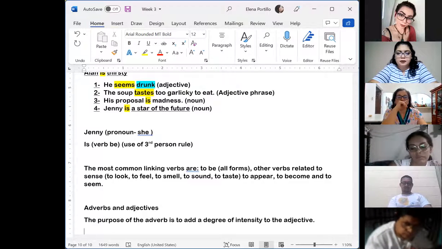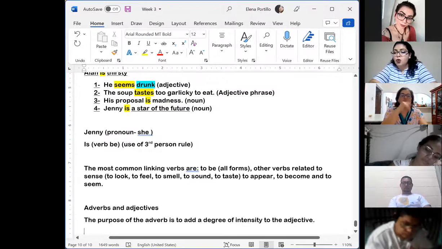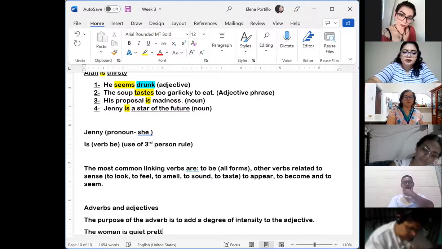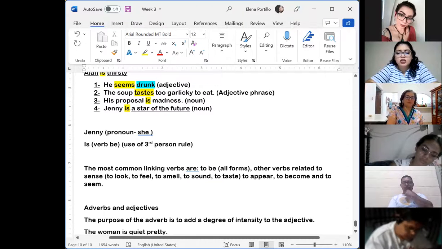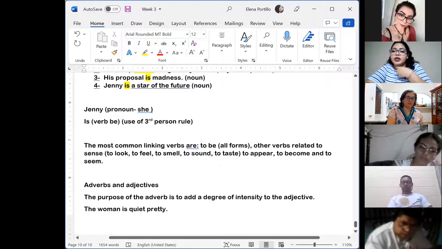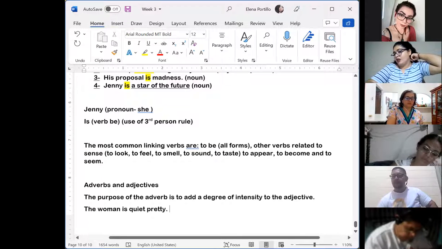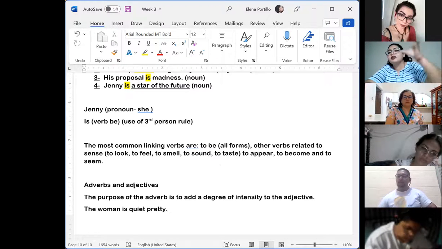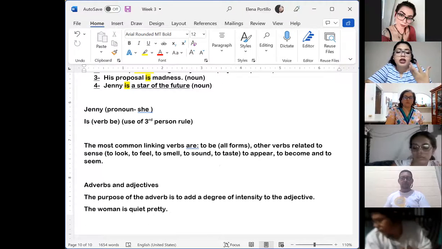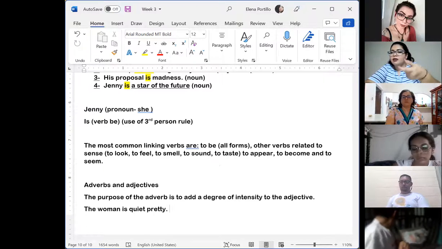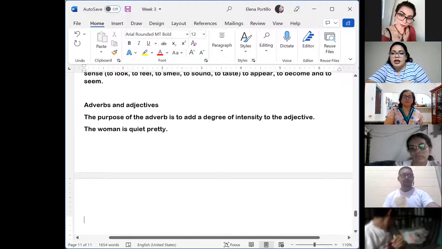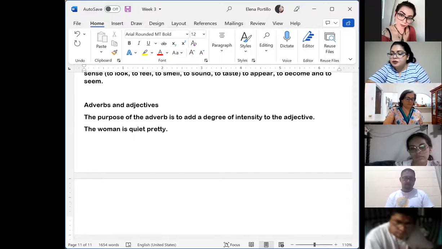And we have some examples. It's quite pretty. Quite pretty. In this case, it's saying that she is not pretty. She's quite pretty. Es un poco bonita, ¿verdad? Le está poniendo un nivel, un grado. Not is complete, the meaning of the word. No es bonita, no es preciosa. It's a little bit, but she or he is adding a degree of beauty in this case.